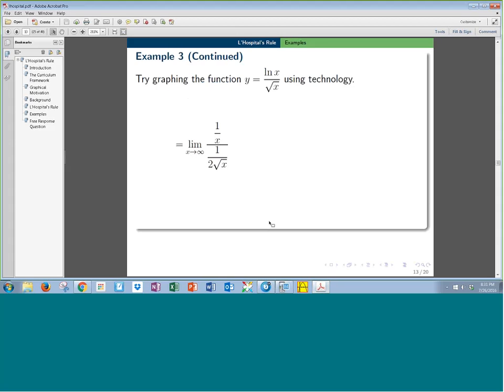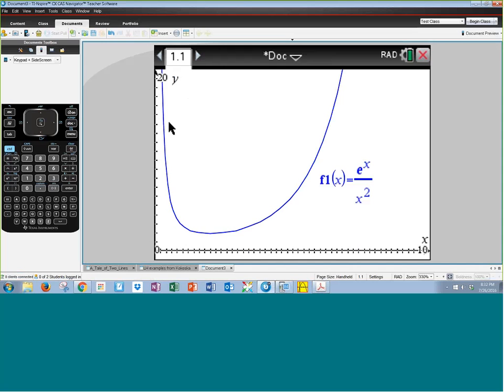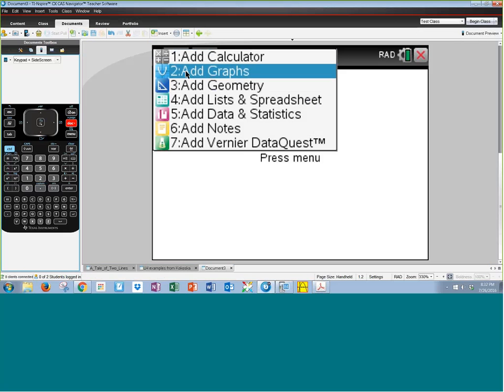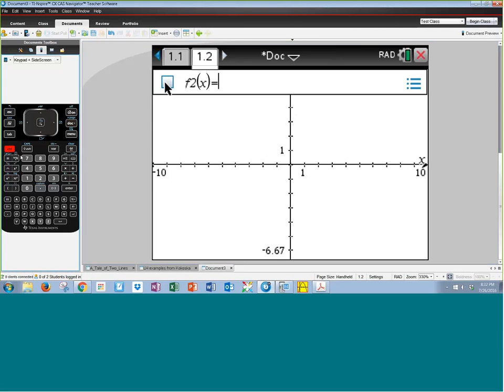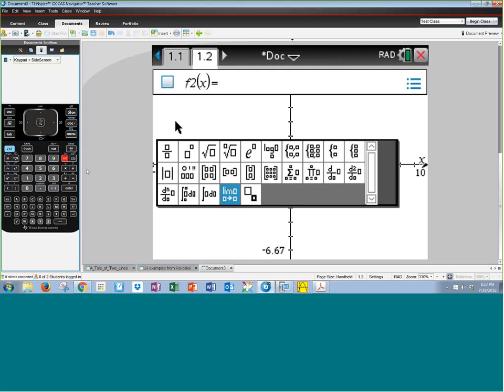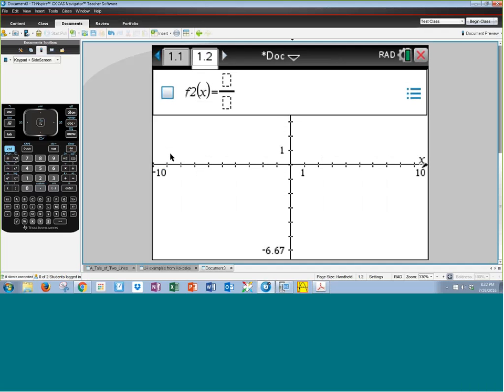Fantastic. We're going to try this one with technology? Yes. Okay, so I want to add a new graphing window here. I will add a page to this document and select graphs. And this time I'll go through the template. Oops, I need my equals back. Click too many times and that's what happens. If I click on the math template button here, you will see that the first item is the fraction. That's the second way that you can get your fraction template.